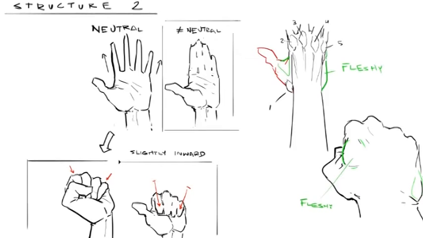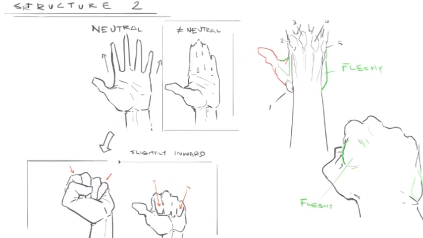You can see that compacted fleshy lump on the far right there, circled in green with a little fleshy label. Alright, that's it for the structure stuff.